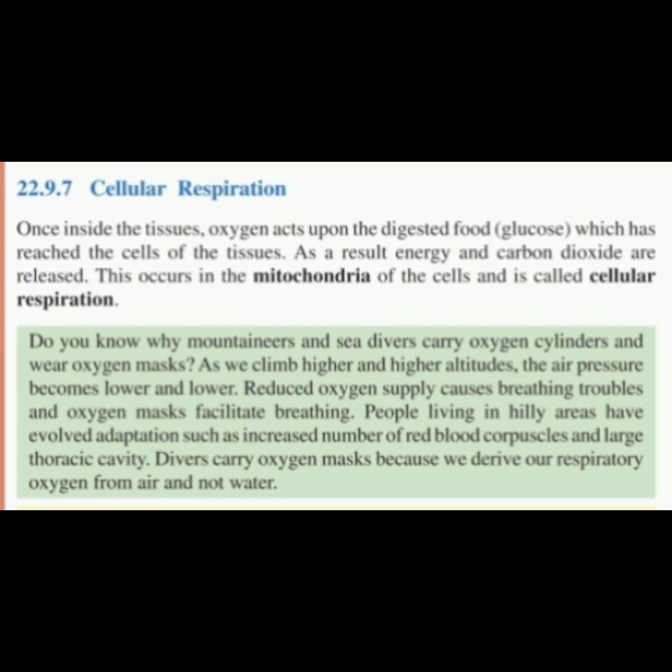So now what happens when we take in the gas, that is oxygen? At that time some reactions happen in cells. The digested food is called glucose. It reaches the cells of each and every tissue, and here carbon dioxide and energy are released inside the cells. It occurs in the mitochondria, and it is called cellular respiration.